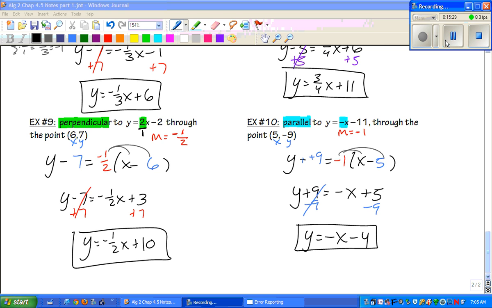Okay, and there are your answers. Just be careful if you had to do clicks, if you had to do a negative times a positive or a negative times a negative. Be very careful with your signs. And those are your final answers.